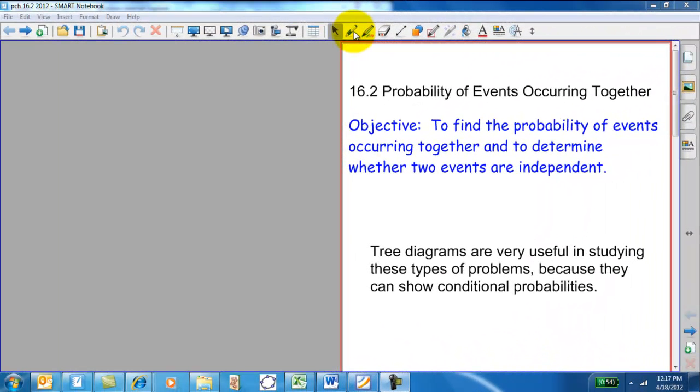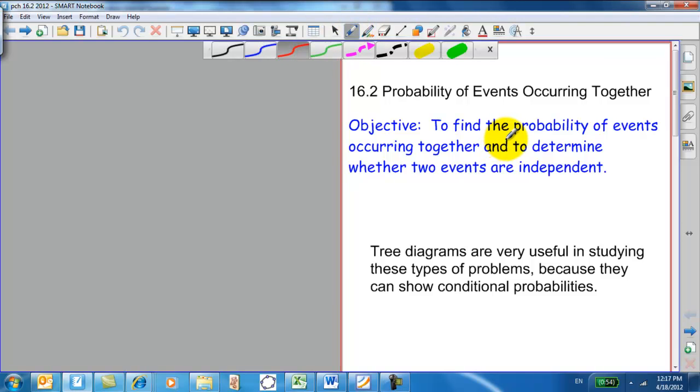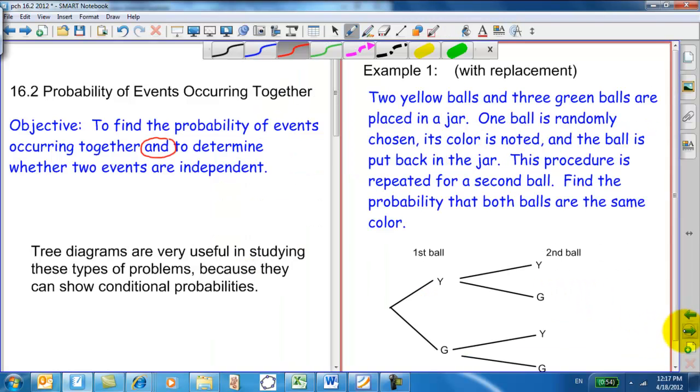Hello pre-calc honor students, here we are with probability of events occurring together. And the key word in this one is "and." The probability of events occurring together, and to determine whether two events are independent. We're going to use the idea of "and," and it's going to imply multiplication again, just as we saw in counting. Tree diagrams are going to be very useful because we have something called conditional probabilities we have to talk about. So first off, example 1.